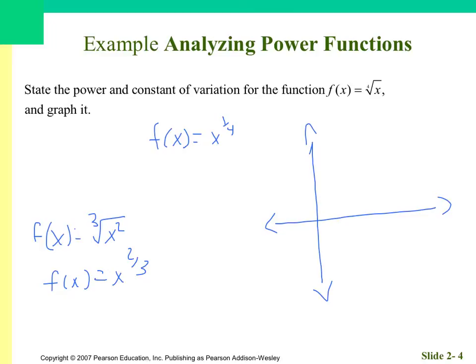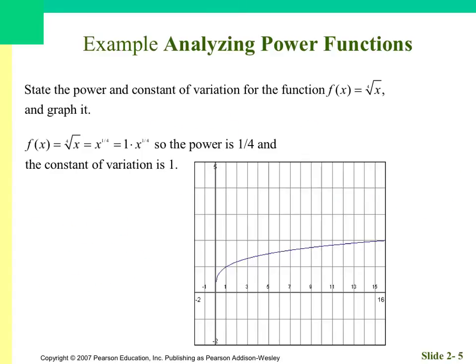So if I picked 0, 0 to the 1/4 is 0. If I picked 16, so 2, 4, 6, 8, 10, 12, 14, 16, the fourth root of 16 is 2, so it'd be looking like that. So let's see if we're right. So the power is 1/4 and the constant variation is 1. And yep, see how it gets closer to 16 and it hit 2?